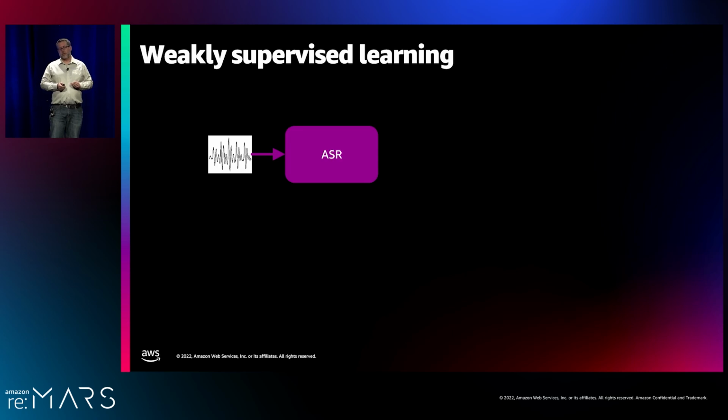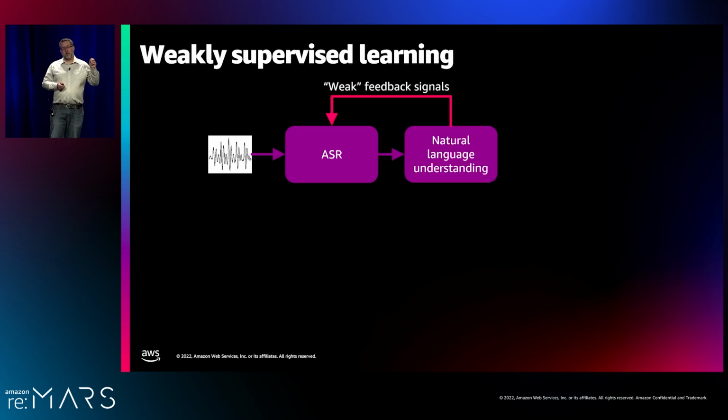So I'll walk you through an example. In this case, some audio is streamed into ASR, and we produce the prediction, the text output that we think the customer said. We then pass that text down to the next component in the Alexa pipeline, natural language understanding, or NLU. NLU's job is to take that text and figure out what the customer's intent was, what action do they want us to take.